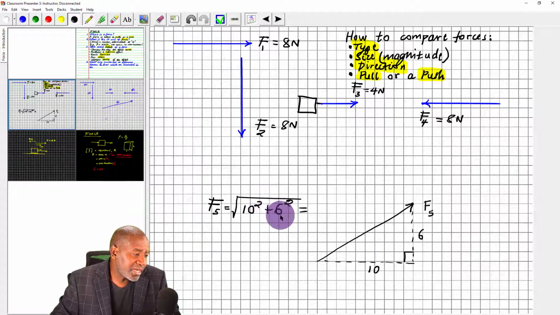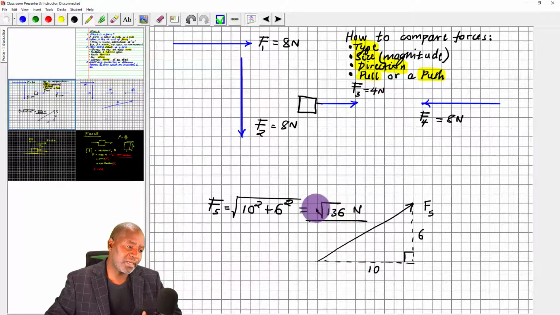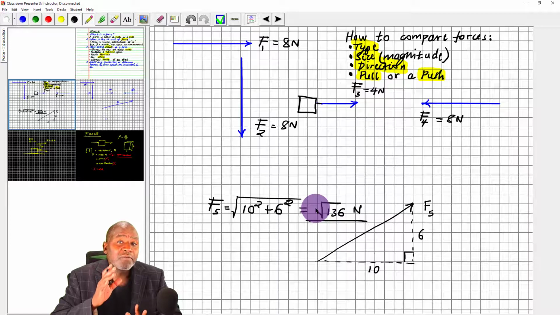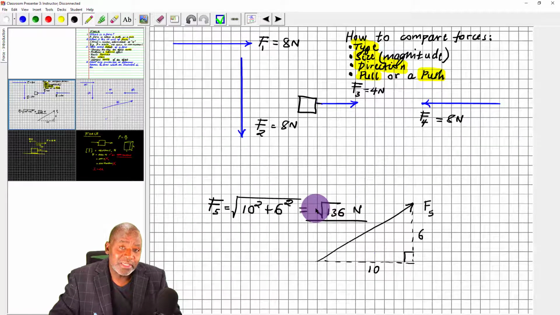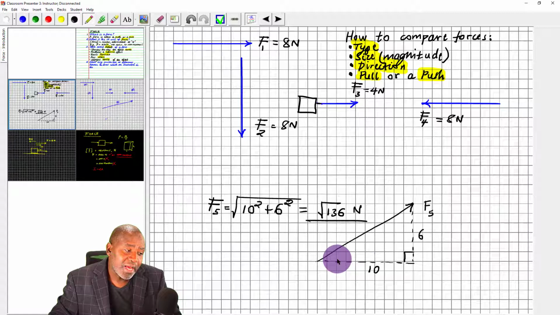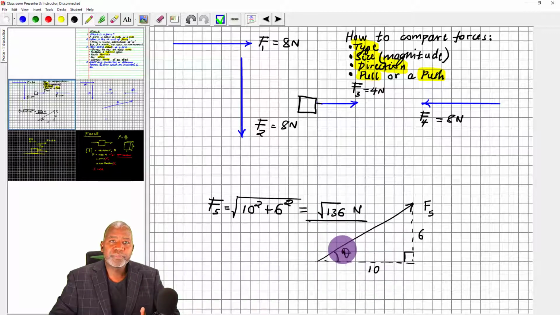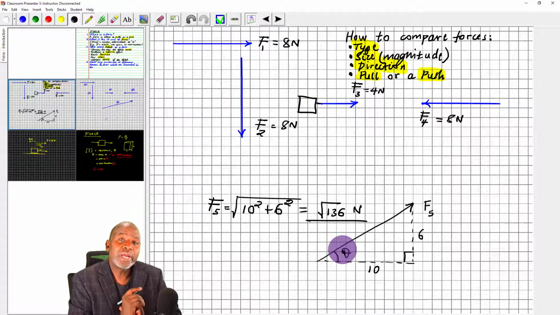This is 100, this is 36, and we can get the square root of 136 newtons. So you can quickly use the calculator and get that magnitude. When we come to the vector nature of force, we'll be able now to get the direction of this force, and we do that by calculating maybe this angle somewhere here, or the angle it makes from the vertical, depending on what we want. I'll show you that method when we come to that point.